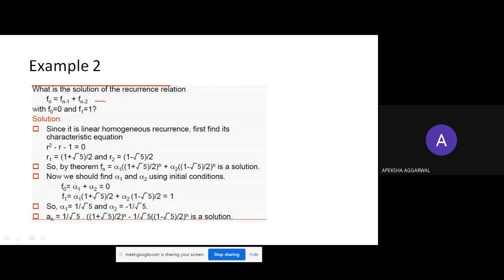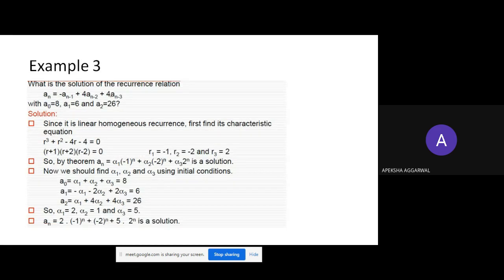Okay, and then we are saying alpha 1 plus alpha 2, we are just putting in the values for f0 and f1. So using this, we are just calculating f0 and f1, and from these two equations we will calculate alpha 1 and alpha 2. Then we will put alpha 1 and alpha 2 over here. You will get your final solution for the original recurrence. Okay, clear? Similarly, next question.